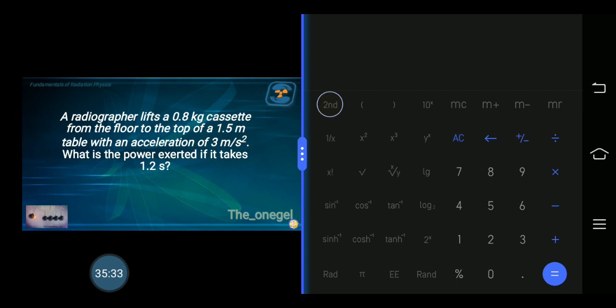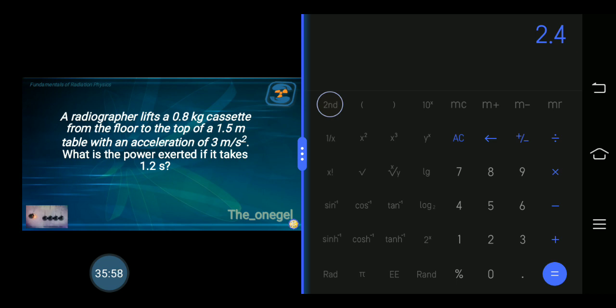In the problem, our given mass is 0.8. Sorry, I just added the 0 so you don't get confused. 0.8 kilogram times our acceleration of 3 meter per second squared. So, our force for this problem is 2.4. What is the unit? Very good, 2.4 Newton.